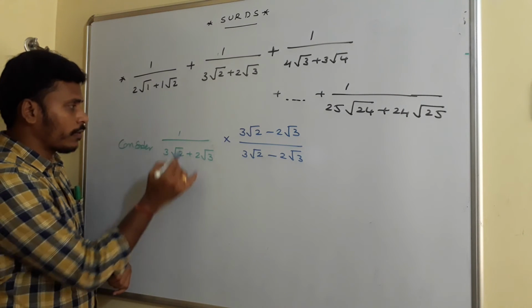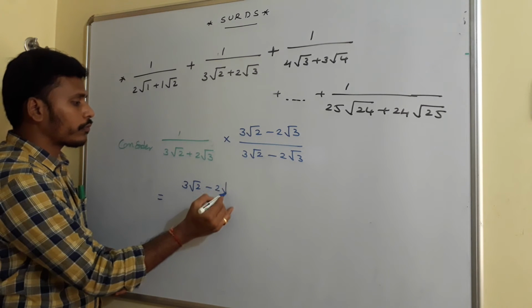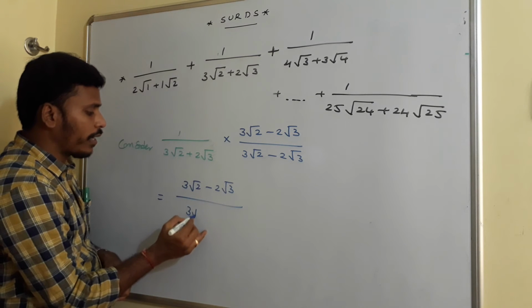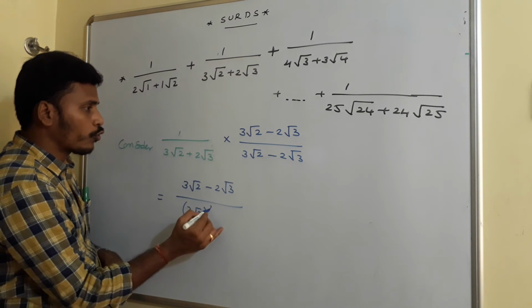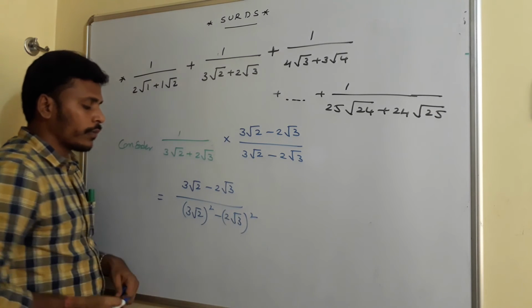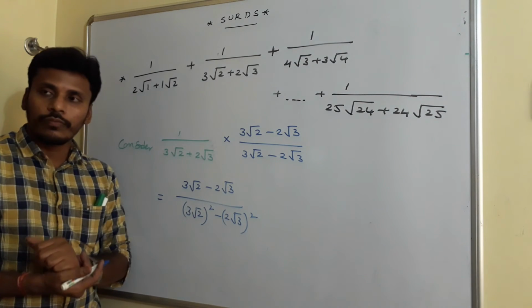Then it becomes like this: 1 into (3 root 2 minus 2 root 3) divided by (a plus b) into (a minus b), which is a square minus b square, which is (3 root 2) square minus (2 root 3) square. (3 root 2) square: 3 square is 9, root 2 square is 2.